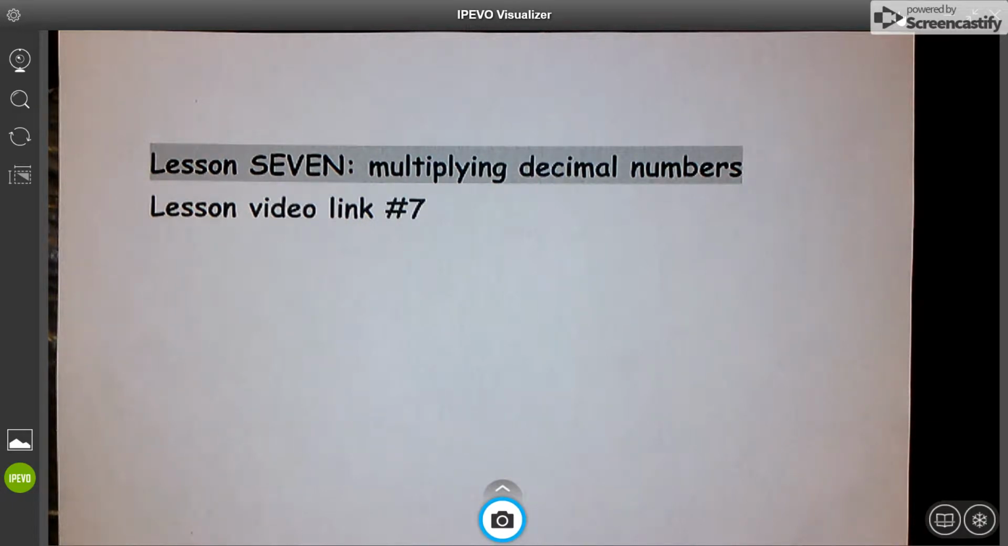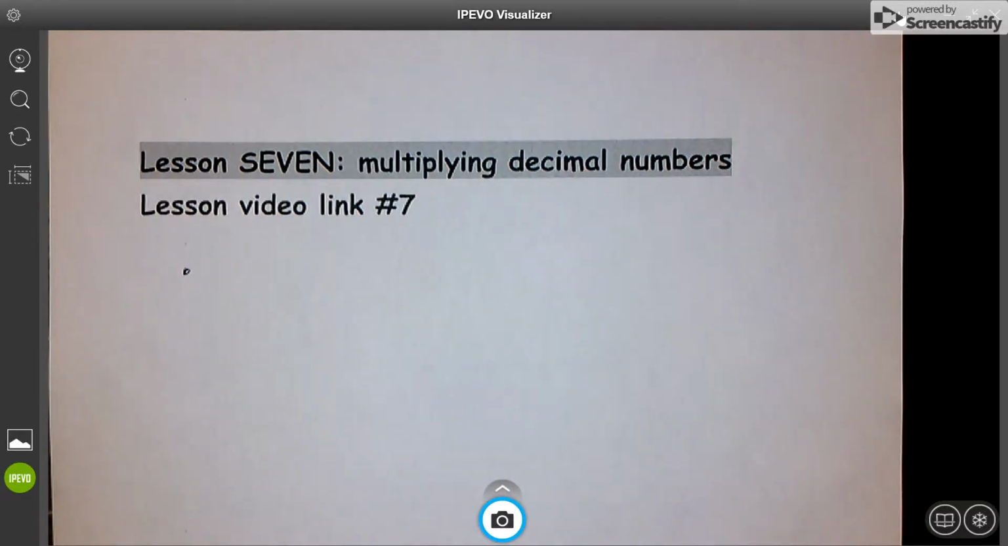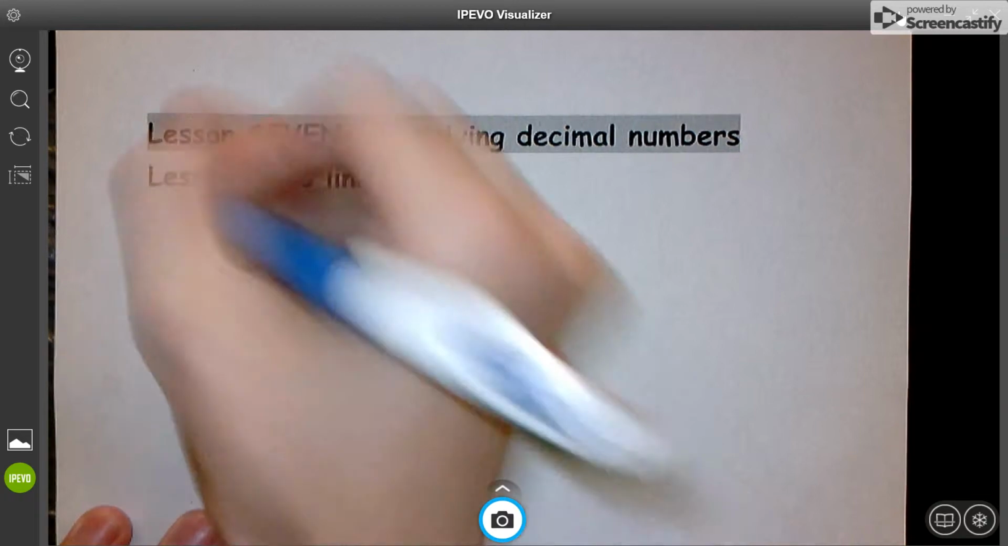Lesson 7, multiplying decimal numbers. Okay, these ones I think are pretty simple. They're really similar to just your whole numbers, so the ones without the decimals. There's just one extra step at the very end.